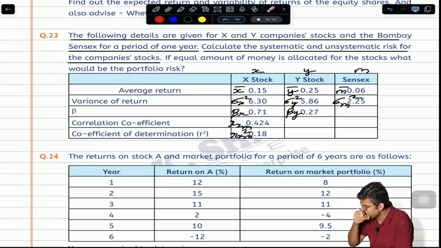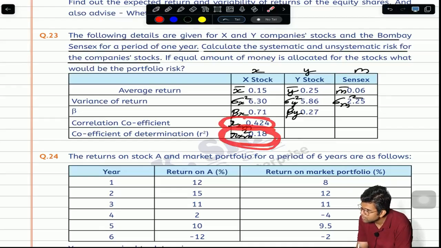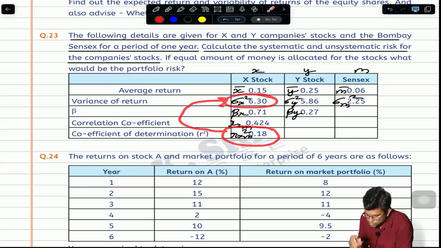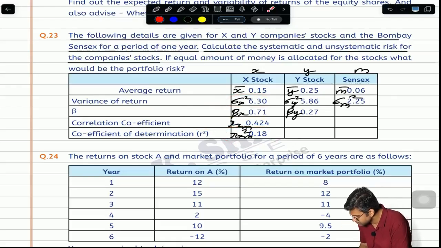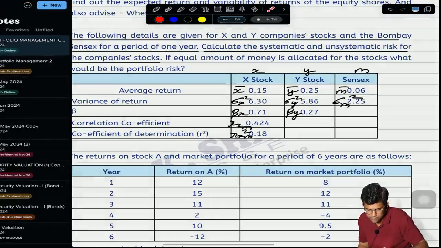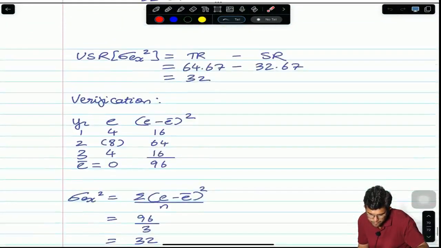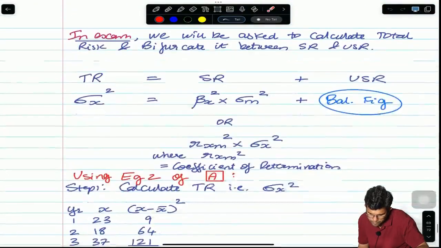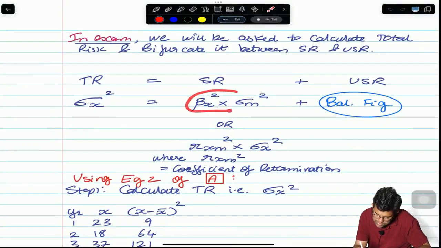Now I had given one more formula to find SR. Another formula to find SR is take the correlation coefficient between X and M, square it. After squaring you are getting 0.18, multiply by sigma x square, you will get the same answer. See, what I am trying to say is, this part is there, no? This is the original formula, but you can use this also. You getting it?